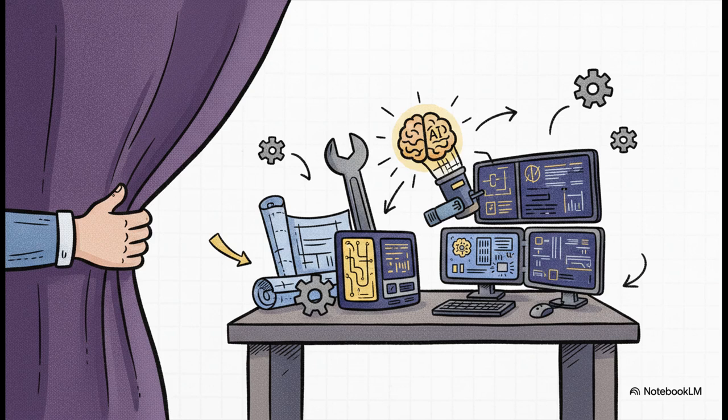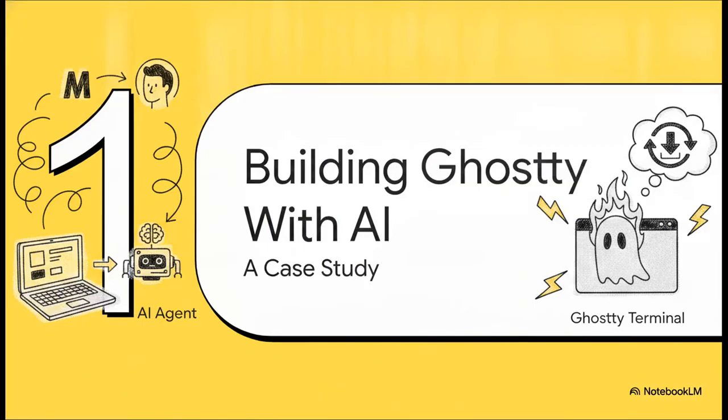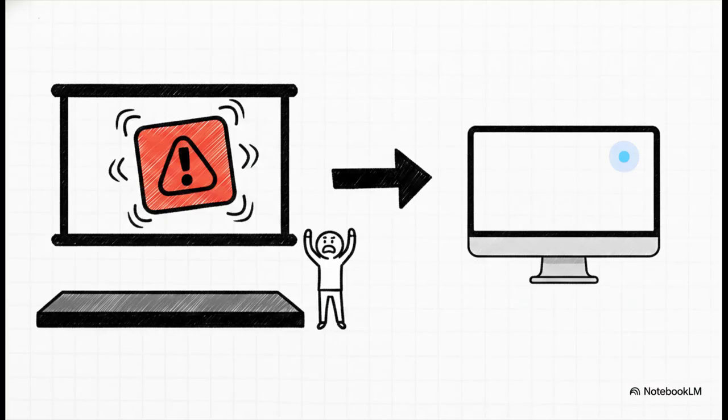Let's pull back the curtain for a second. We're going to pivot from the user's perspective over to the maker's perspective by looking at how a renowned developer actually used an AI agent to build a pretty complex feature. Section 1. Building Ghostty with AI. A behind-the-scenes case study. Every great feature starts with a frustrating problem, right?